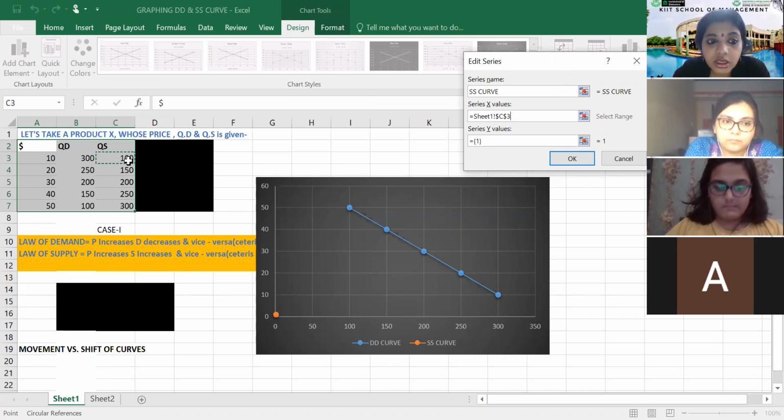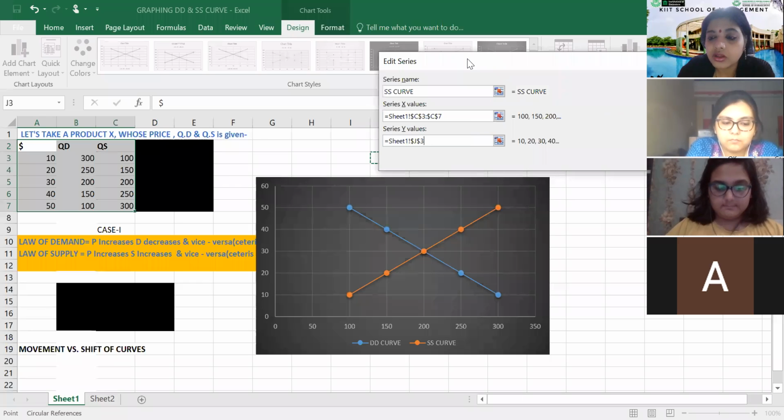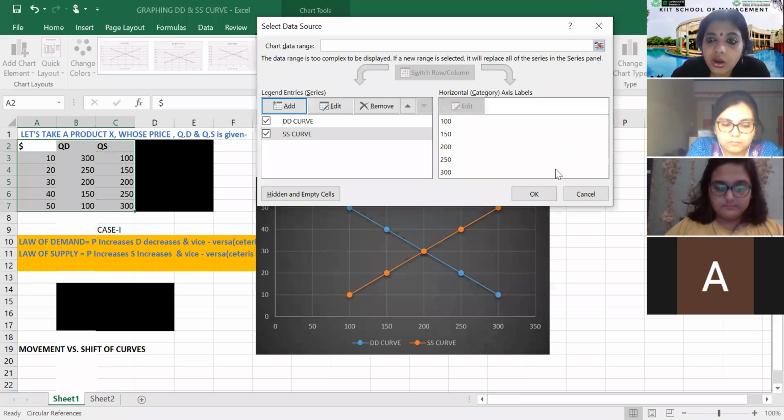So just click on those values of quantity supply and the price, the Y coordinate, which is our price. So we are clicking on the price. Now we just click on our OK button. So this is how our graph looks.